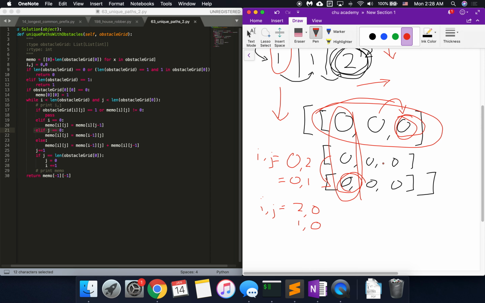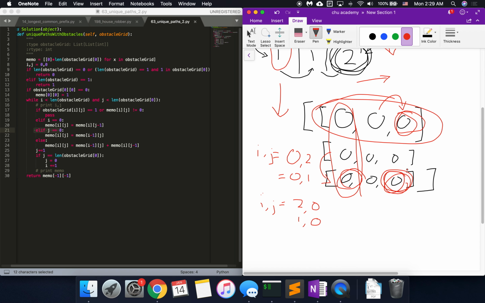Otherwise, if you're looking for the number of unique paths in one that isn't hindered by an obstacle, but also isn't on this top row or the leftmost column, then you have to look at the ones from above it and left of it to determine, right? So this one is memo i minus 1, j plus memo i, j minus 1. And then basically you just iterate through every one of these to determine.